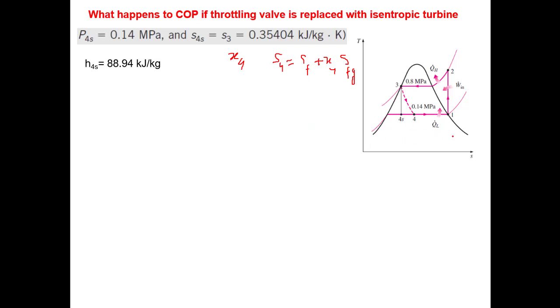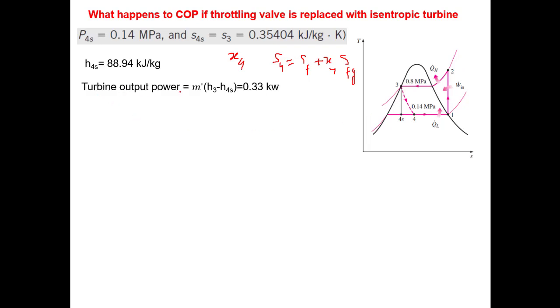Now, what's the value of the heat absorption now? Now, the heat absorption will be from 4s to 1. That means now the cooling capacity is increased, because previously the cooling capacity was from 4 to 1. Now, the cooling capacity is from 4s to 1. That means more heat is absorbed by the same cycle. Similarly, as a result of the expansion in the turbine from 3 to 4s, we can get certain work output from the turbine. So as a result, the work input will be reduced now, because we are getting some work output from the turbine.